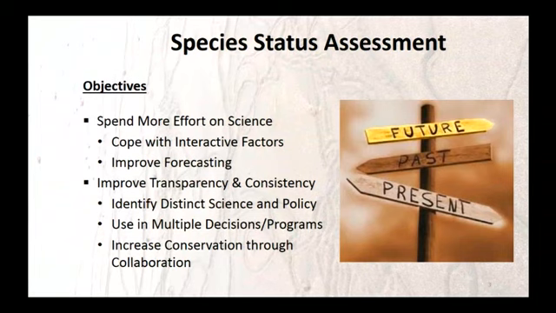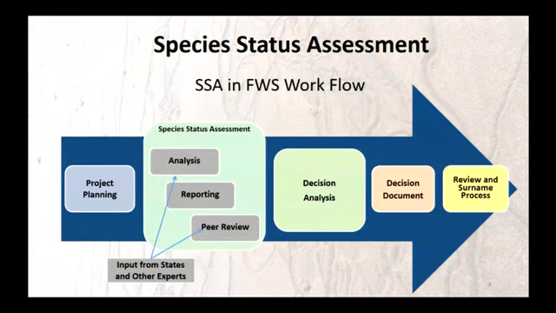The overall goals are also to increase the transparency and consistency of how these analyses are done prior to decision-making, and allow that transparency so that outside groups can see the information that went into a decision if they're ever evaluating the decision that was made. So the species status assessment is a small piece in how the service goes about making these decisions.